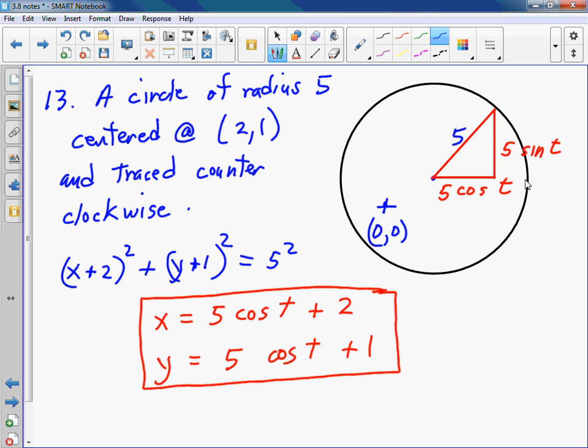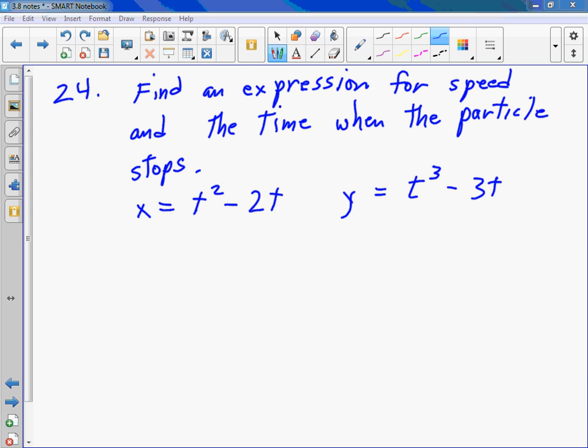And now we'll move on to our last one for this vodcast. Let's do 24. I like that one too, and that's a good example. So I'm going to pause once again. Okay, here we go. Number 24, we have find an expression for speed and the time when the particle stops. We have x equals t squared minus 2t. We have y equals t cubed minus 3t.